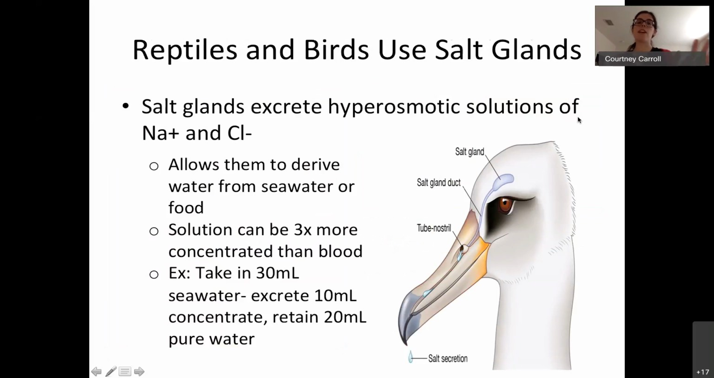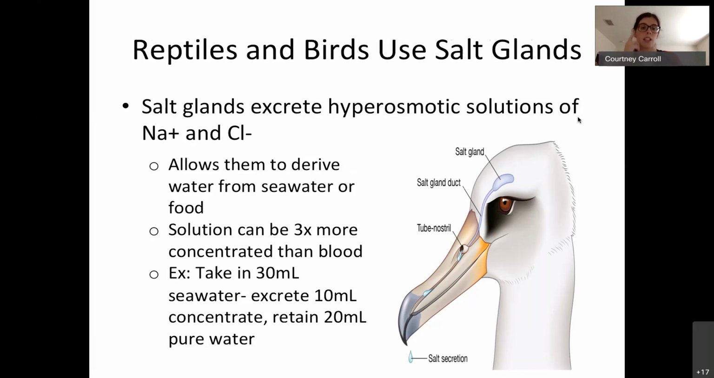Switching from fish to reptiles and birds, they use salt glands. So salt glands are going to excrete a hyperosmotic solution of sodium and chloride. Hyperosmotic, very salty solution. And this allows them to derive water from seawater or even sometimes from food. So some birds can get water, especially desert birds, for example, can get water from their food and they don't need to actually take in a water source.